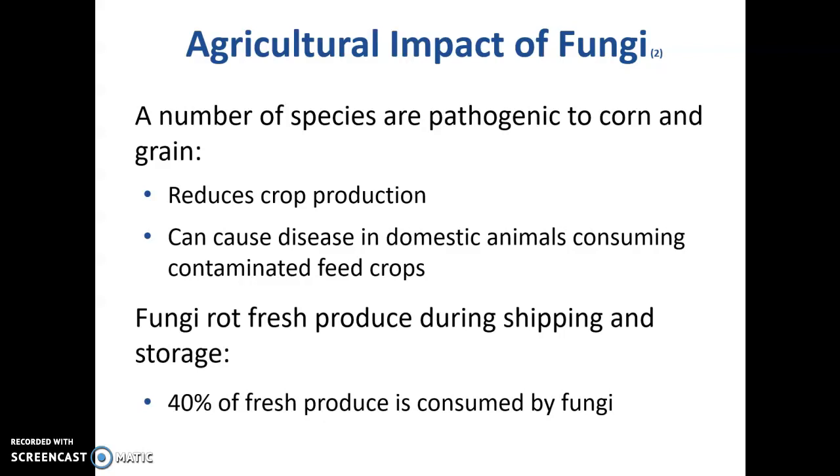And of course, if you've ever bought strawberries or sometimes those little mini oranges, they can rot pretty quickly, and what you notice is this fuzzy greenish gray thing growing on them, and that is fungus, basically ruining your food. So fungus will rot fresh produce during shipping and storage. 40% of all fresh produce is consumed by fungi, so they're getting a free meal.